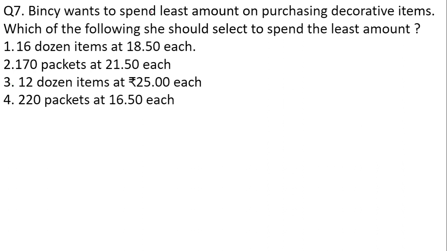Binsi wants to spend the least amount on purchasing the decorative items. Which of the following should she select to spend the least amount? Option 1 is 16 dozen items at 18.50 each. If we check option wise, look here now. 16 dozen items. What does it mean? 16 into 12. Why have I taken 16 into 12? Because in 1 dozen there are 12 items. So 16 dozen means 16 into 12 items.